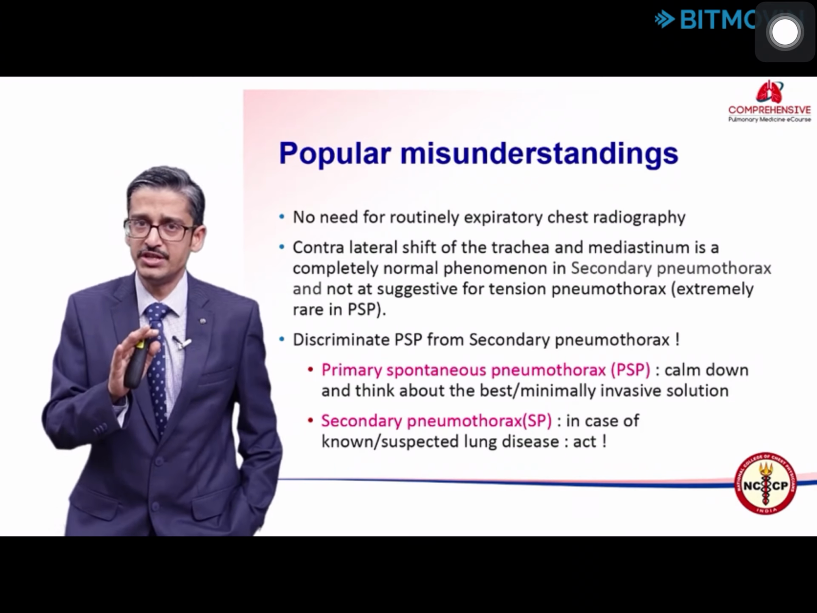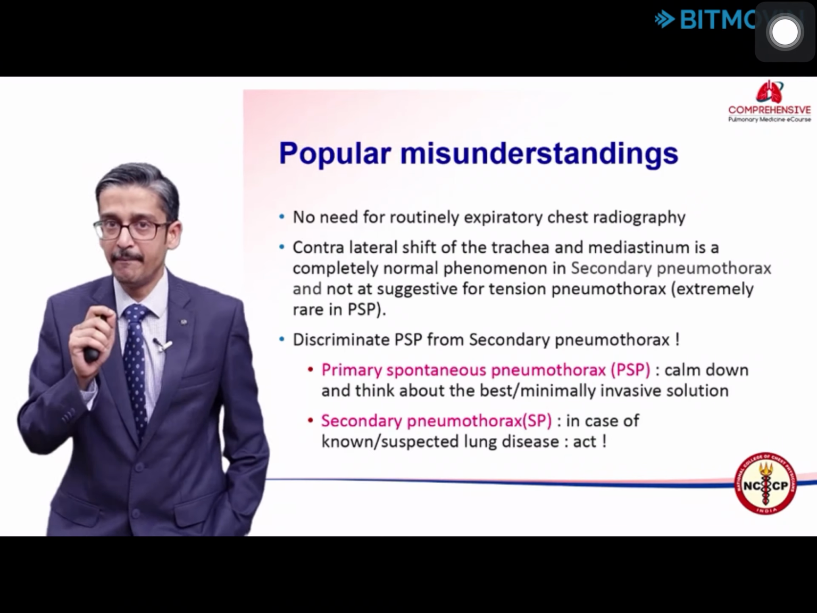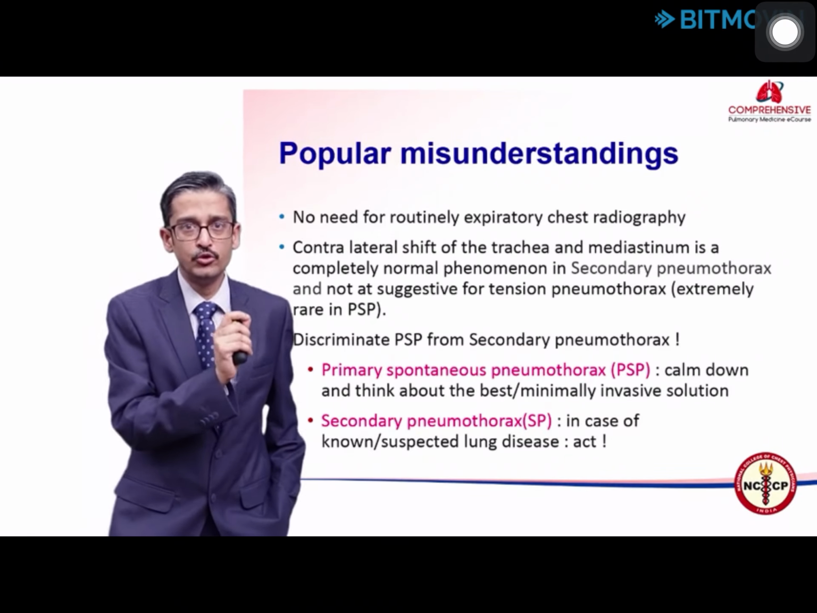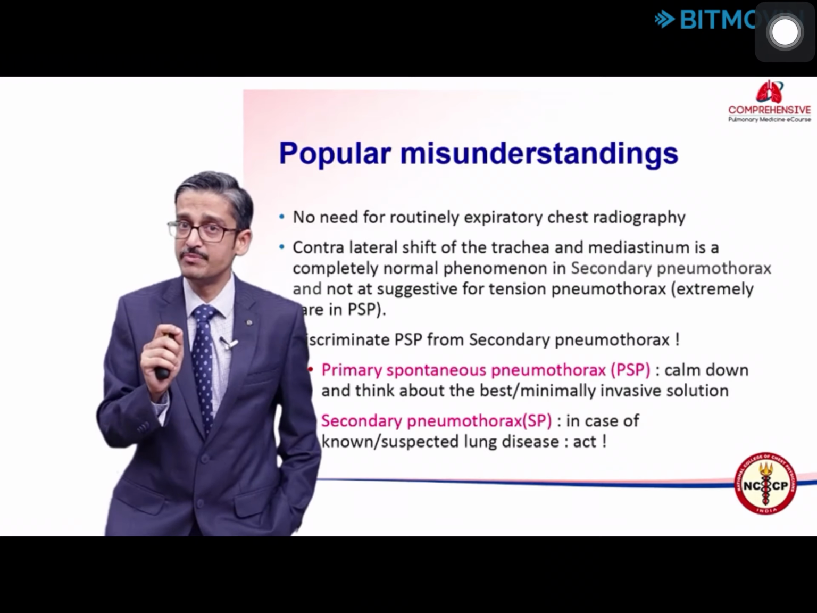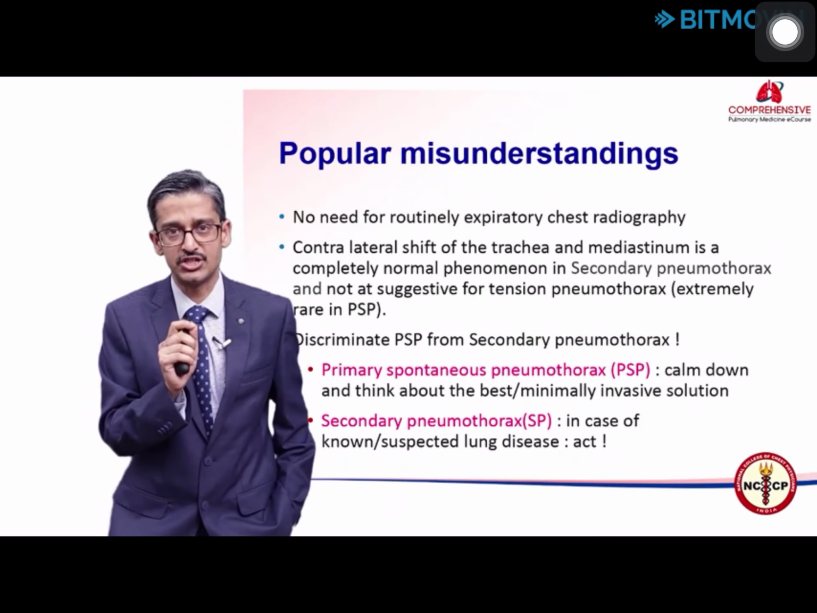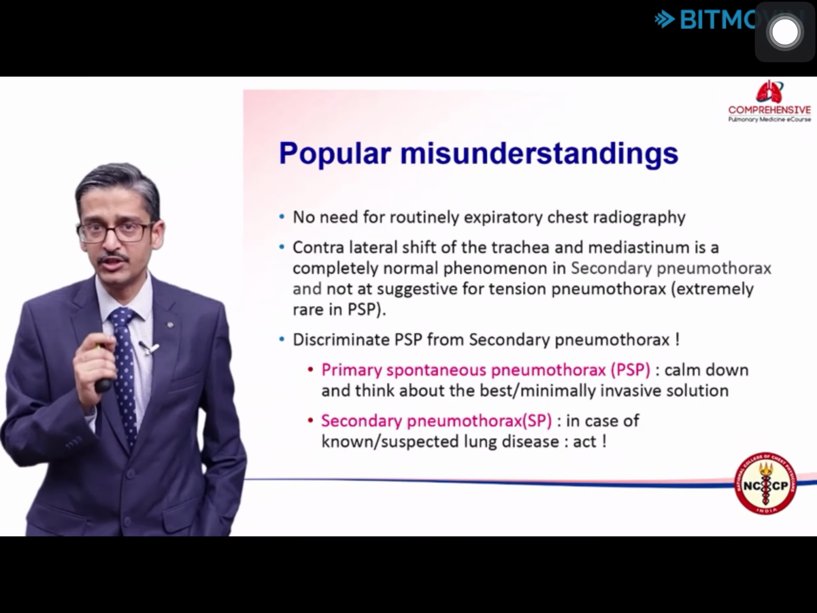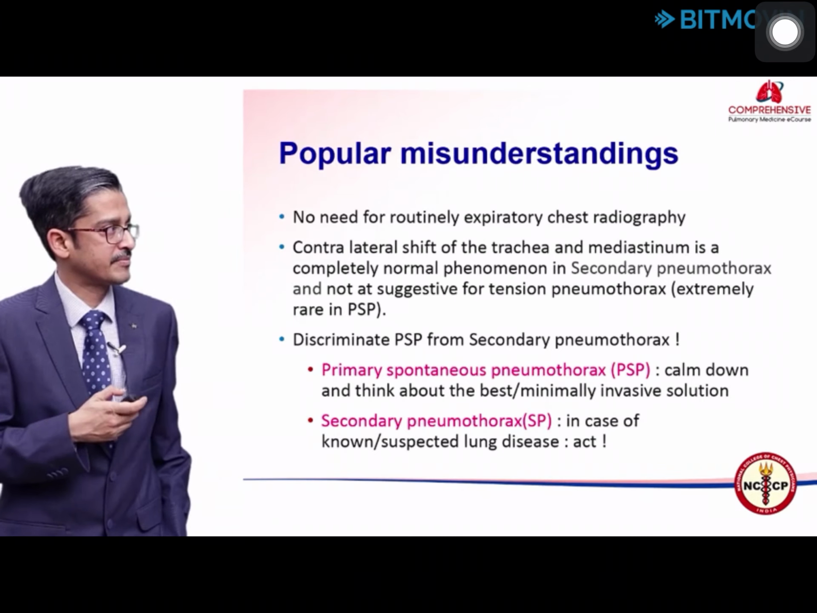So with a primary spontaneous pneumothorax, you have to act, but you can think and act. You can pick out what exactly you think is the best mode of treatment, and you can spend some time doing it. Secondary pneumothorax does not give you that chance. There you have to act fast and act immediately, because otherwise it costs lives.